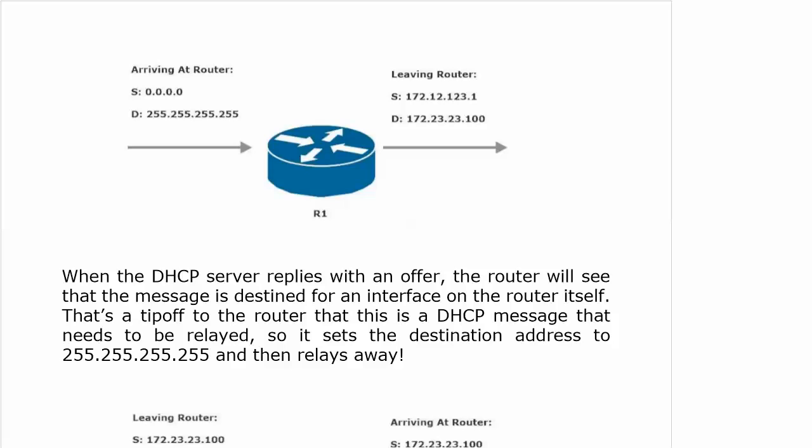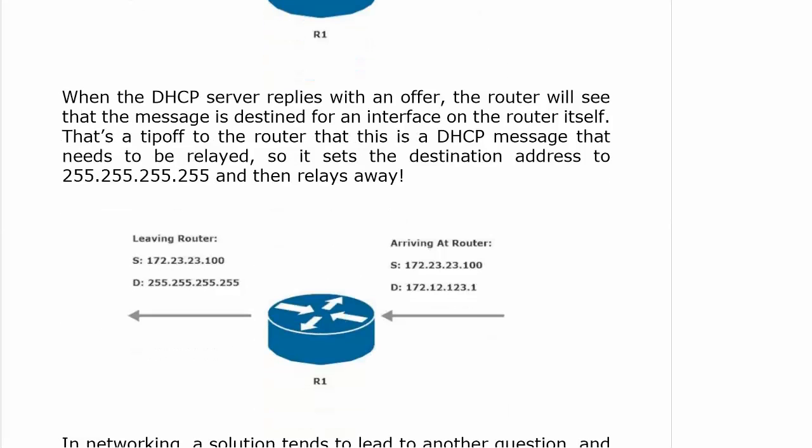Now, when the DHCP server replies with an offer, the router will see that the message is destined for an interface on the router itself, because the destination is now going to be 172.12.123.1. That's a tip-off to the router that this is a DHCP message that needs to be relayed, so it sets the destination address to all 255, and then it's relayed away. That's it. So that's the entire process right there.